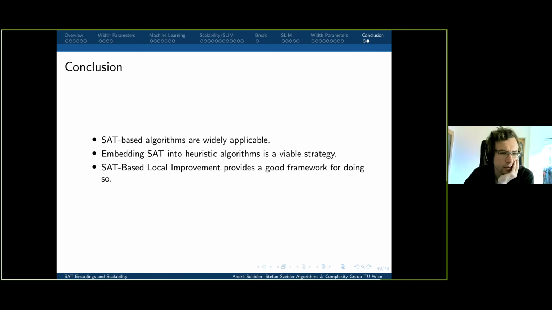I was curious how you were using the SAT solver with symmetry breaking. Could you just dump the complete symmetry breaking, or did you do it on the fly, or did you add clauses on the fly? So for this, we encode this at the start.